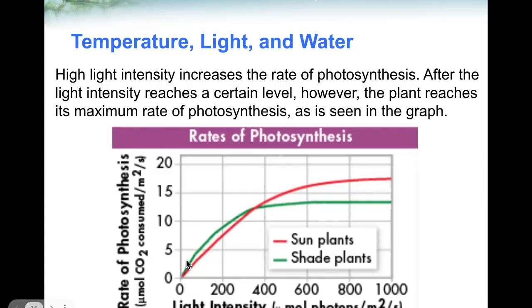So for those in the shade, they have a rate of photosynthesis that levels off. And those in the sun will also have a rate of photosynthesis that levels off at a certain amount. So the rate of photosynthesis will level off here, even if the light intensity continues to increase.